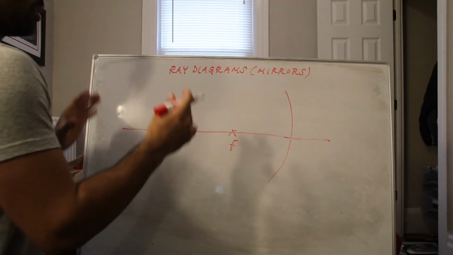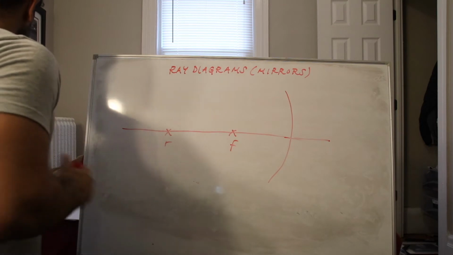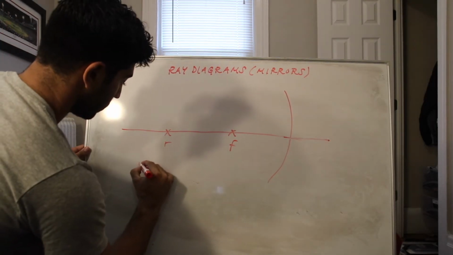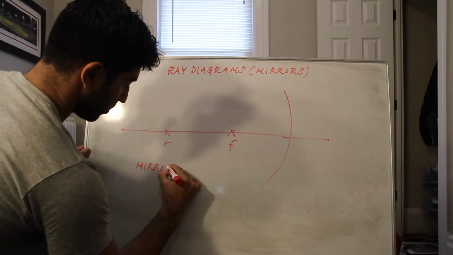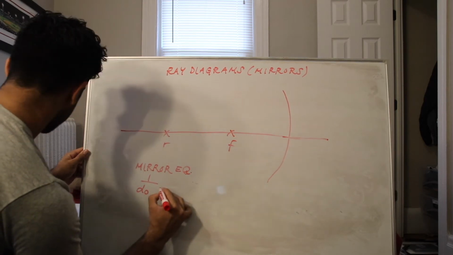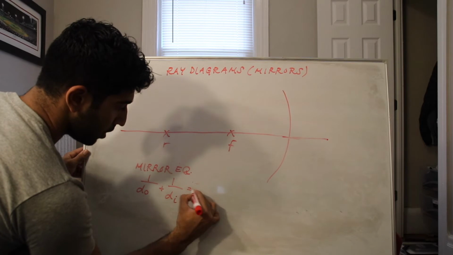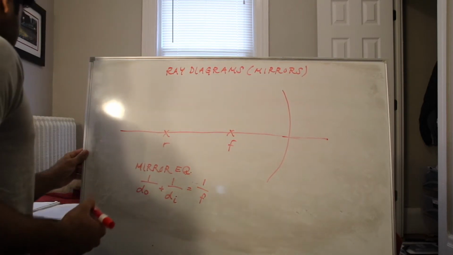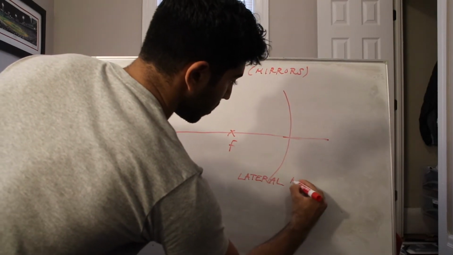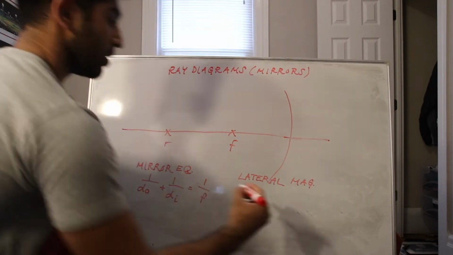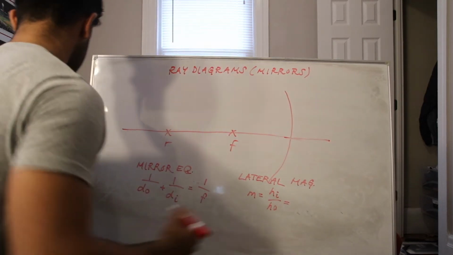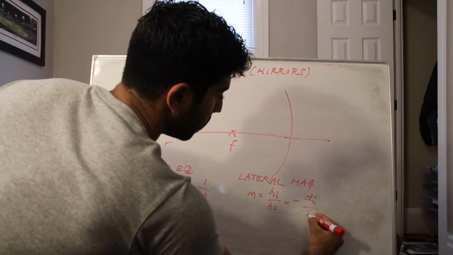So there are certain equations we have to map these different things. The first one is called the mirror equation, which says 1 over dO plus 1 over dI equals 1 over F. The other equation we have is the lateral magnification equation, which states M equals hI over hO equals negative dI over dO.